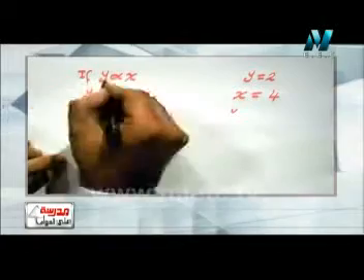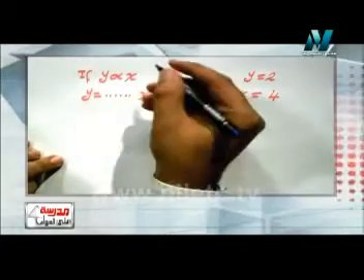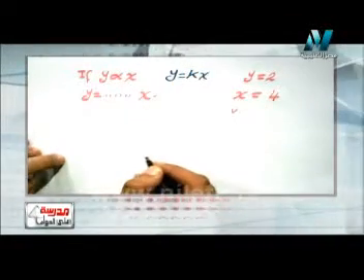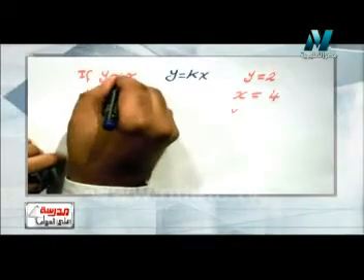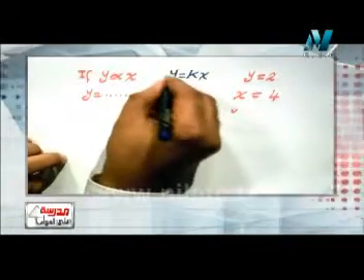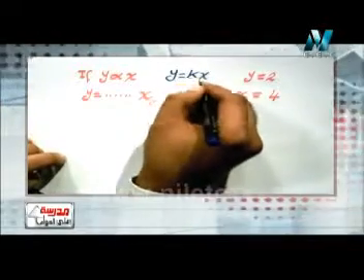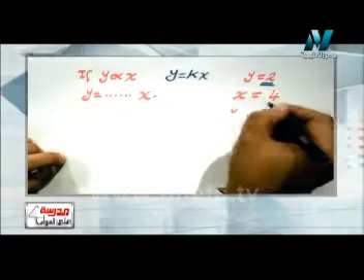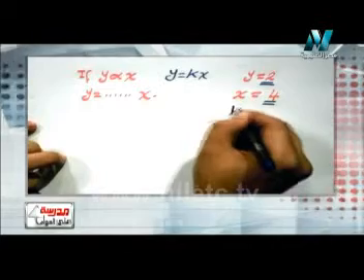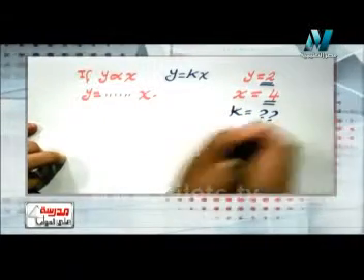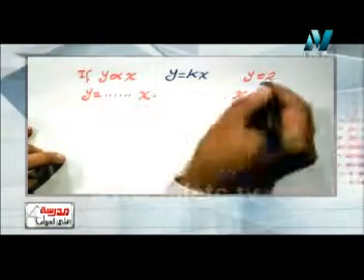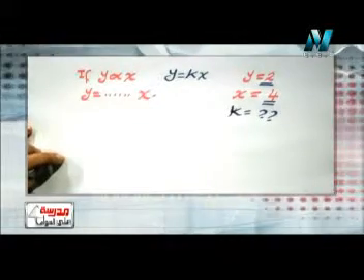Here, simply, y varies directly as x. That means y equals a constant times x. Since y varies directly as x, therefore y equals constant times x. Here y equals 2 and x equals 4, so k is required.